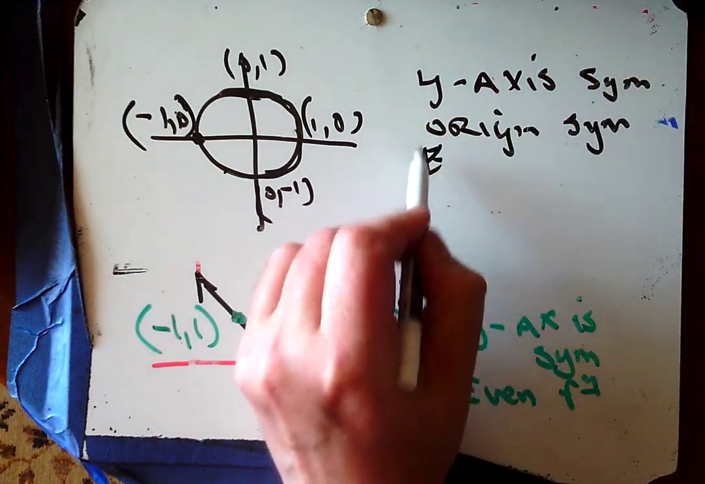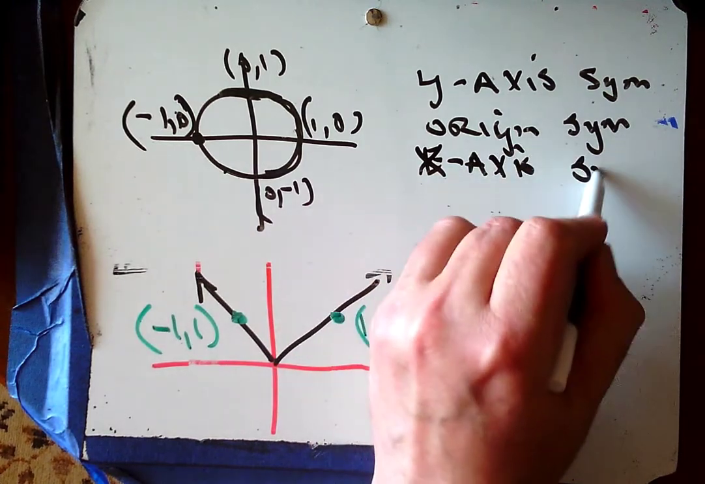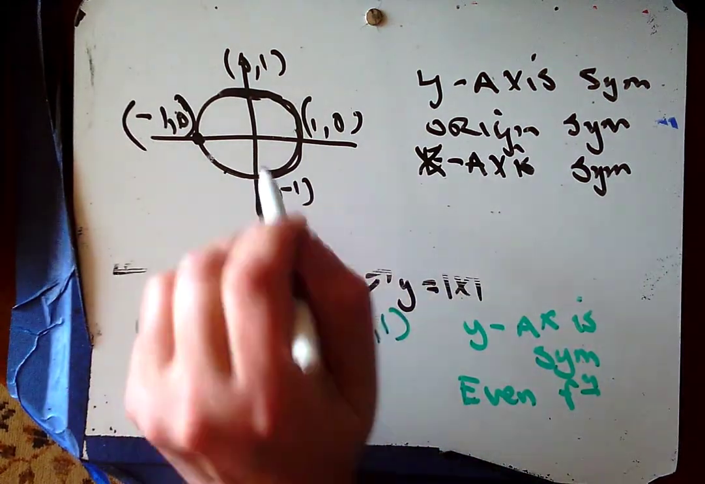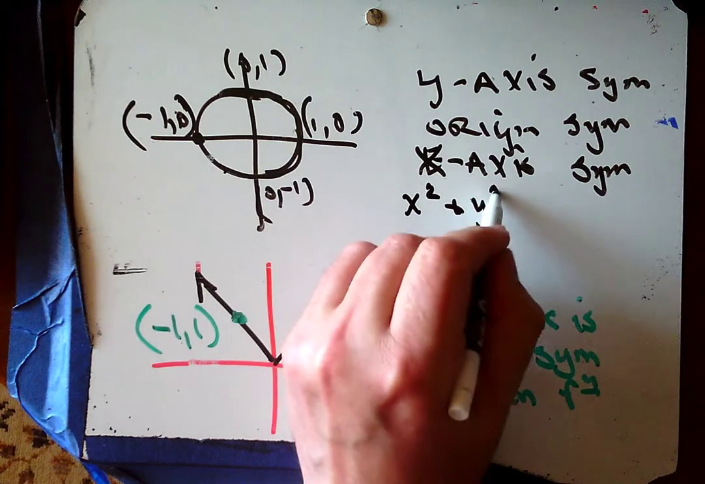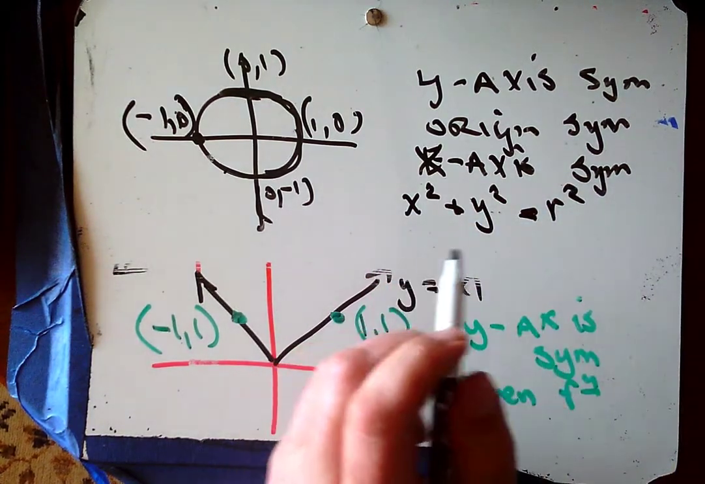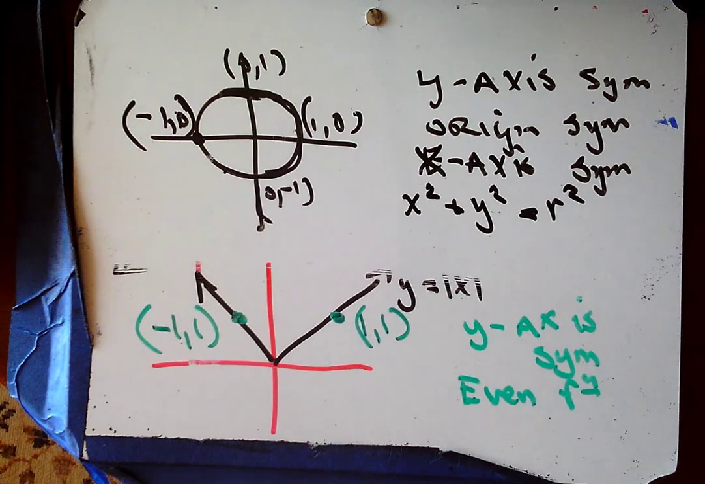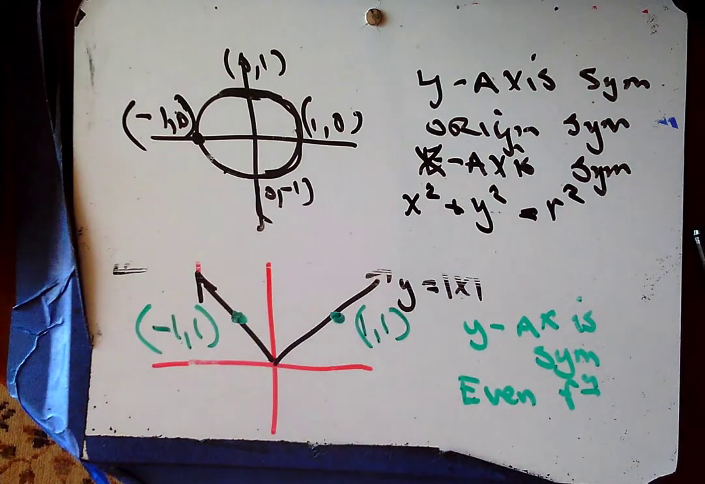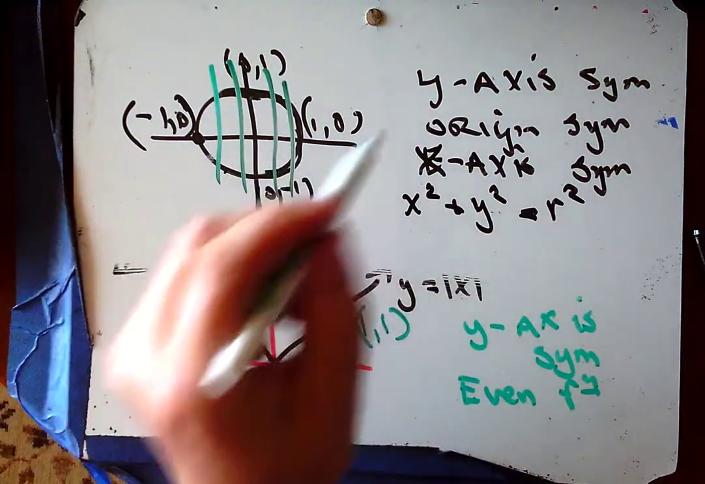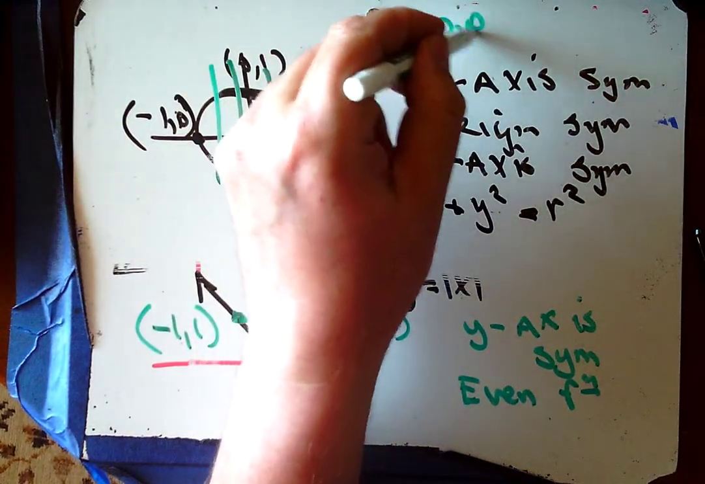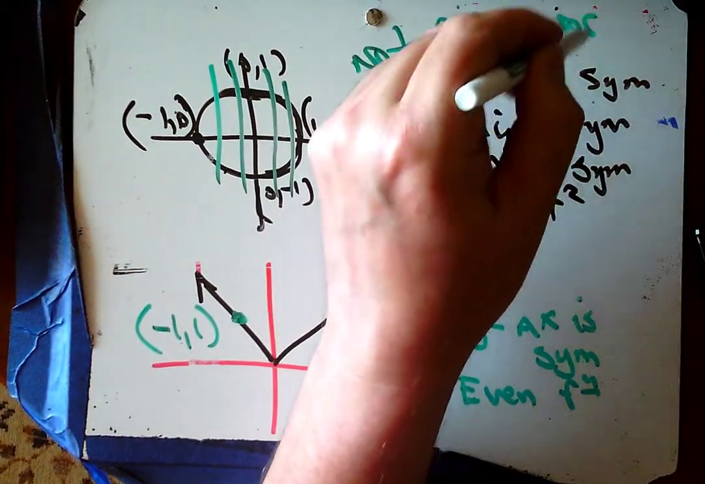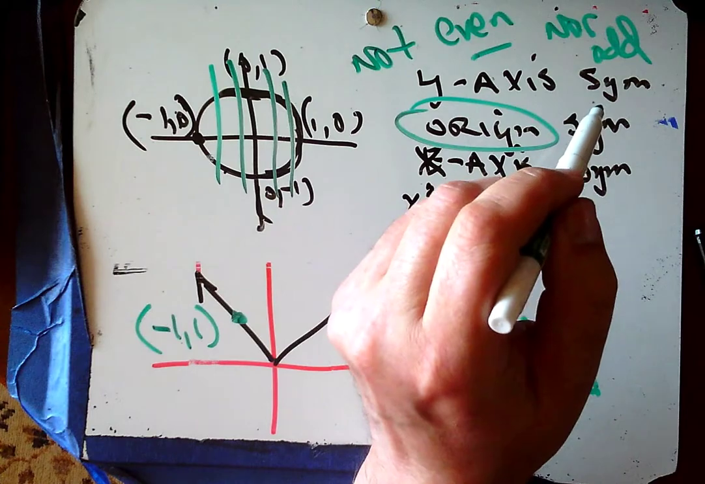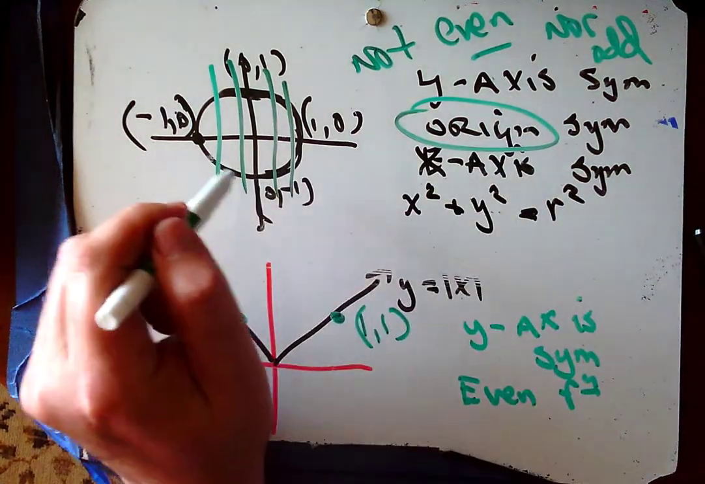It even has x-axis symmetry, right? Because I could fold this top down onto this bottom. The circle equation, x squared plus y squared equals radius squared, we'll talk more about that later, has all these types of symmetry, and even though it has y-axis symmetry, because this fails the vertical line test, it is not even nor odd. Since we have origin symmetry, I expected it to be an odd function. Nope, it's not an odd function because it's not a function.